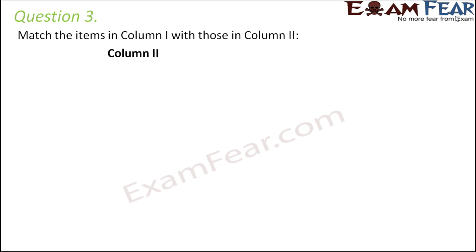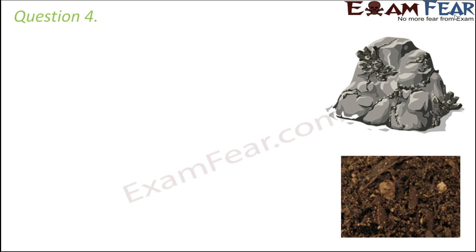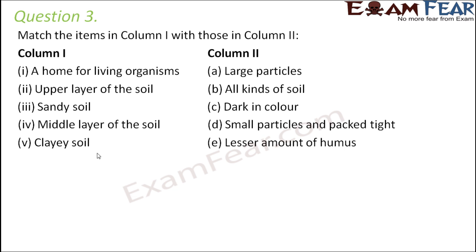Question number 3. Match items in column 1 with those in column 2. So here we have a couple of stuffs in 1 as well as 2. So a home for living organisms. Living organisms, where do they live? They can live in all types of soil. So all kinds of soil are home for specific organisms. Upper layer of soil is dark in color. Why is it dark in color? Due to the presence of organic matter.